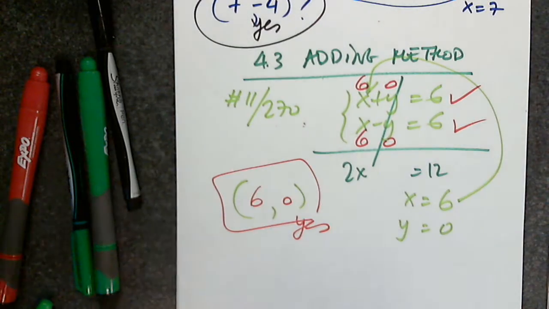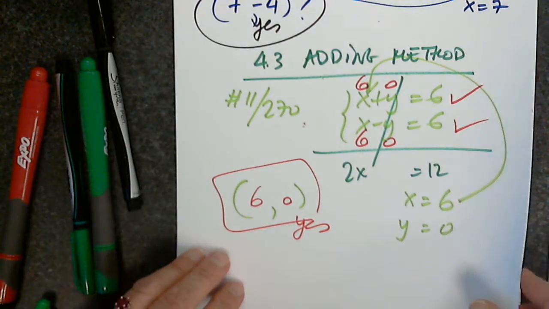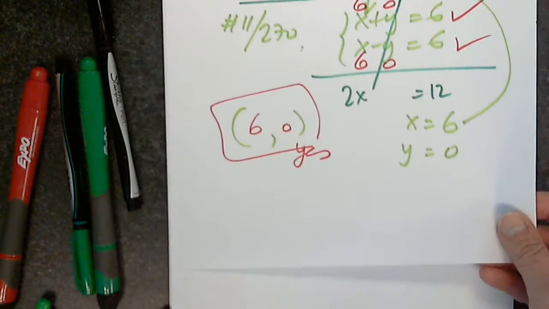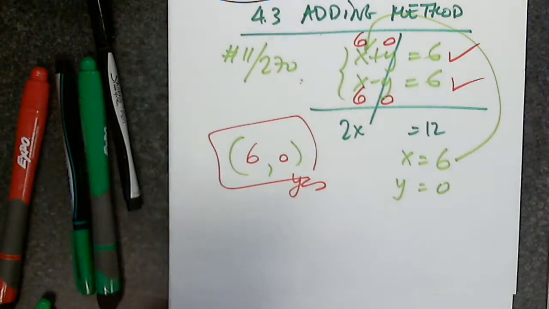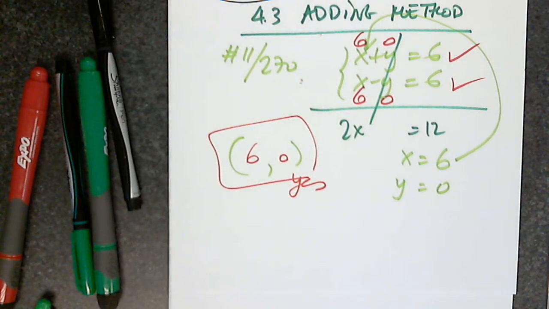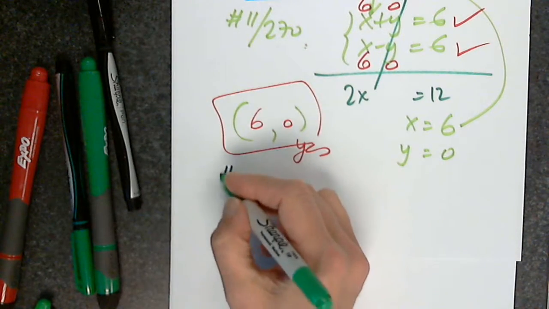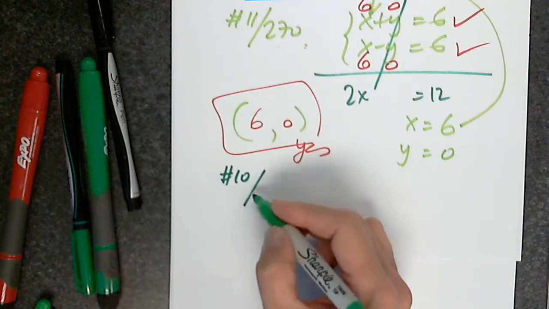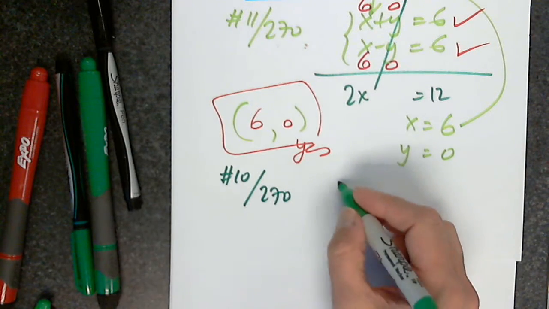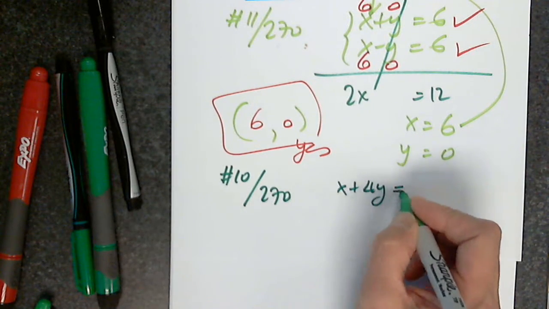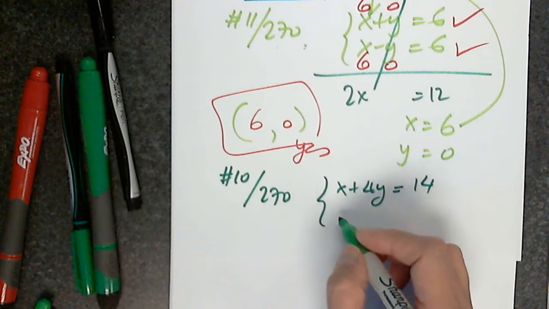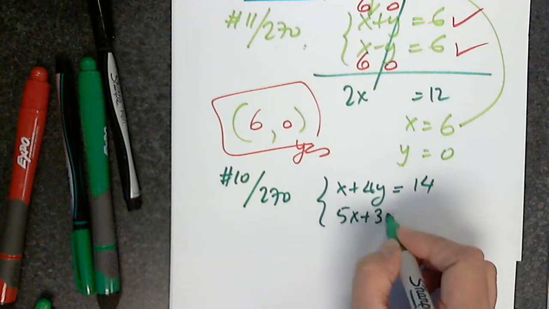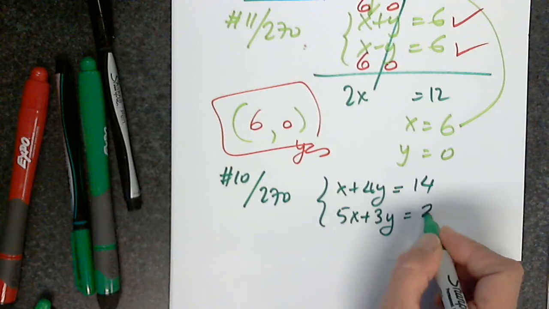The equations are independent. This was the first level, really the simplest possible system, solving it by adding. Now, here's the second level. I'm looking at problem 10 on the same page, which is 270. So I have x plus 4y equals 14, and I have 5x plus 3y equals 2.